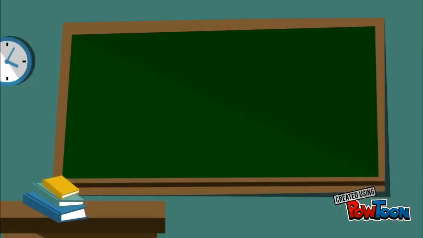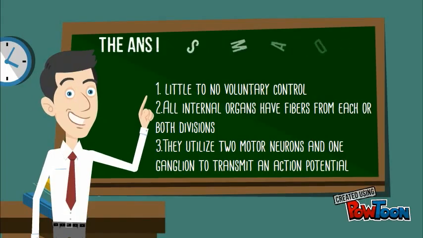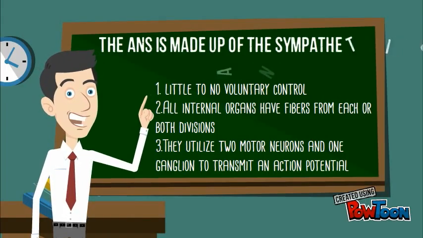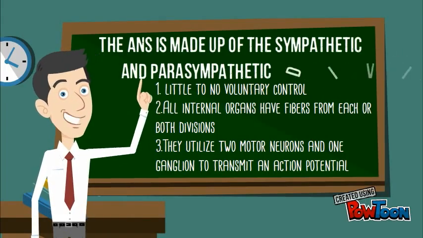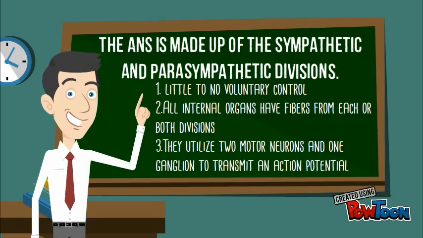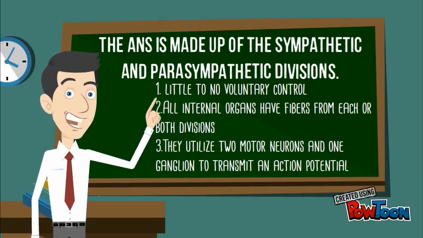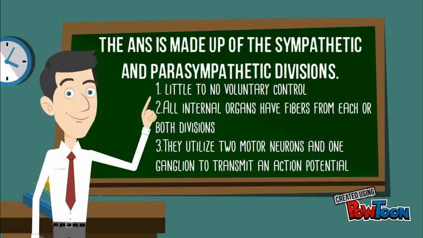The ANS is made up of the sympathetic and parasympathetic divisions. The functions include little to no voluntary control. All internal organs have fibers from each or both divisions, and they utilize 2 motor neurons and 1 ganglion to transmit an action potential.